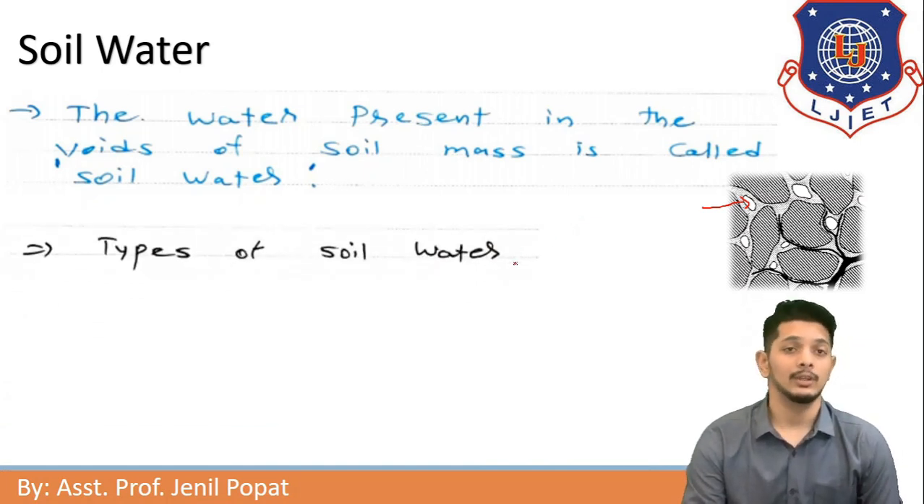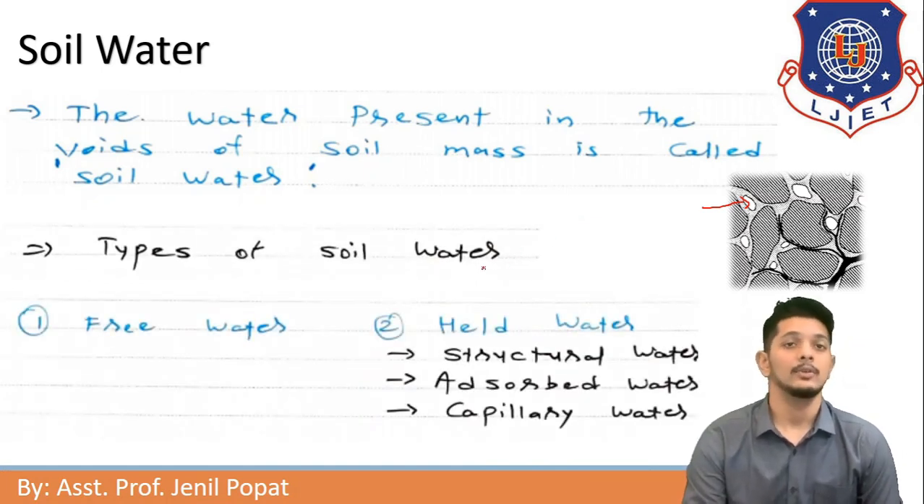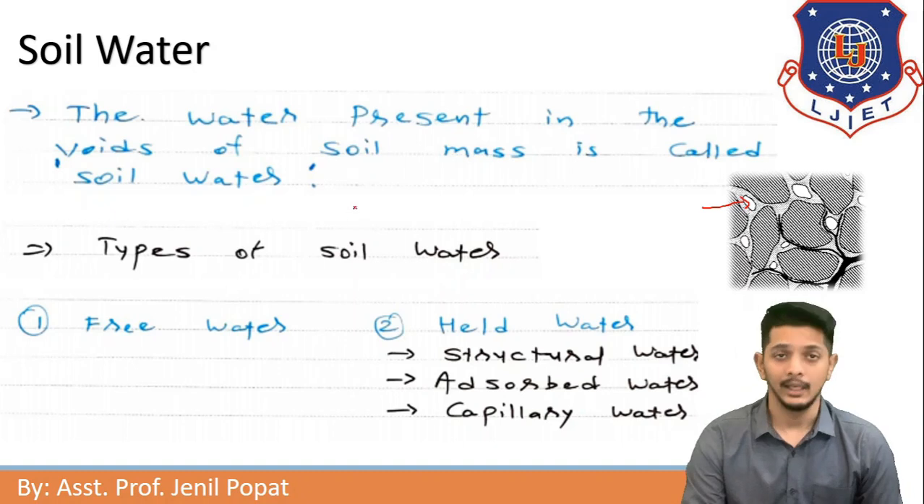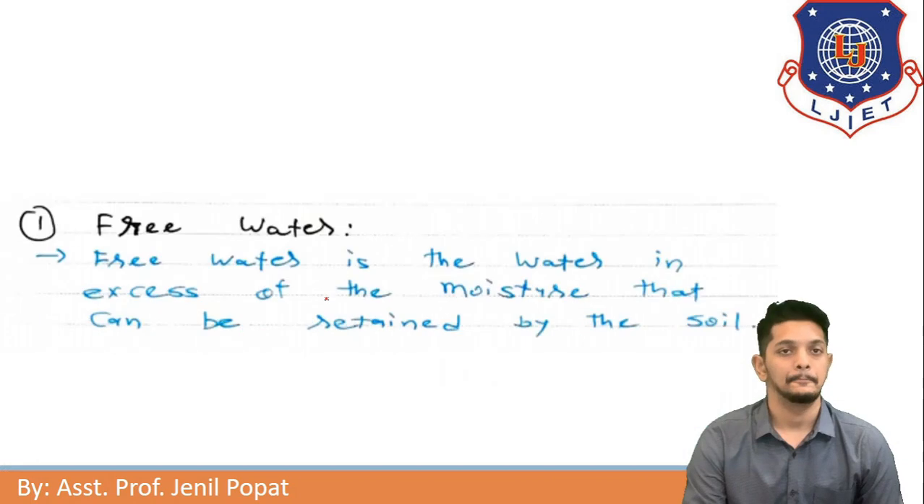Furthermore, soil water has two basic types, which are free water and held water. Held water has three further types: structural water, adsorbed water, and capillary water. Let us understand them one by one.